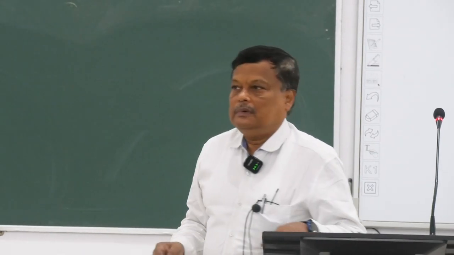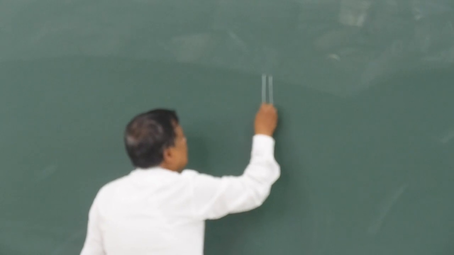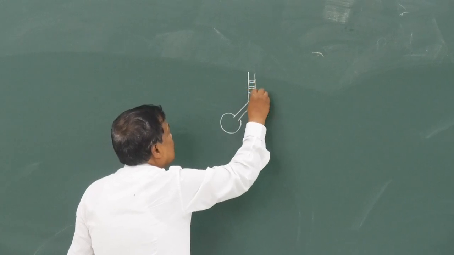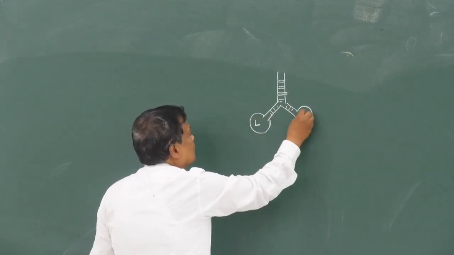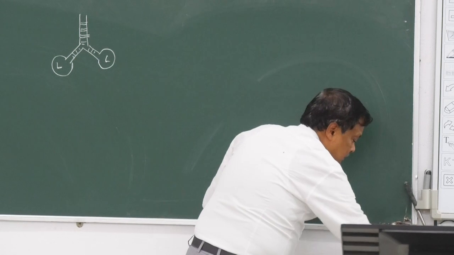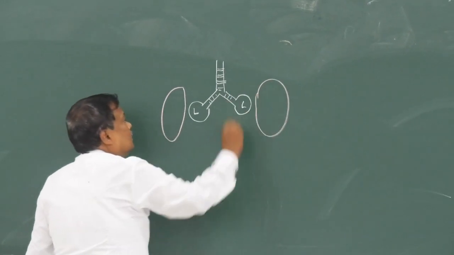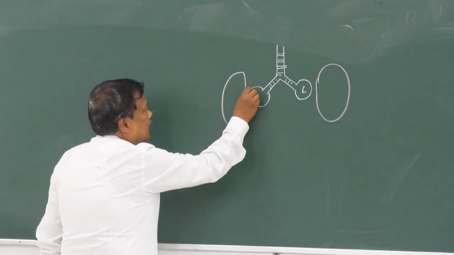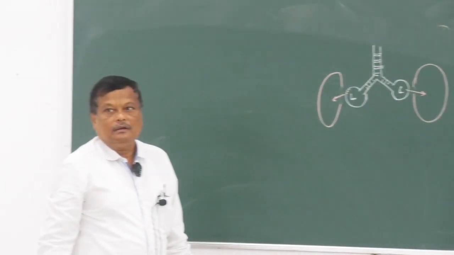You know, it is a serous membrane which covers the lungs. Initially during development, this is the trachea, this is the principal bronchus, and this is the lungs. On the side we call pleura. Gradually the lungs enlarge and enter the serous membrane.